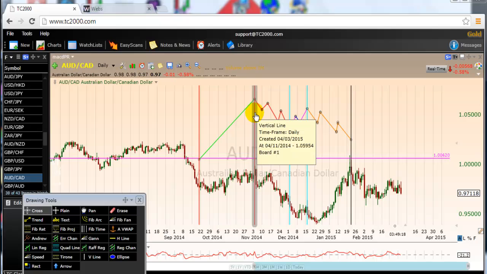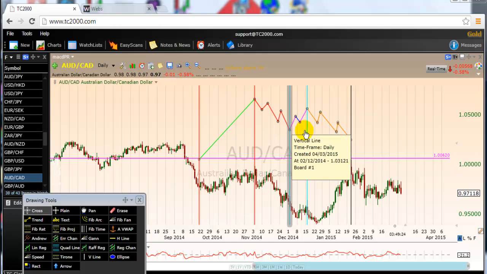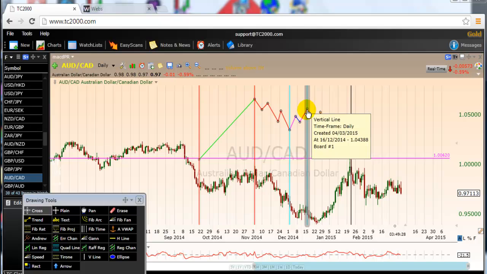Between the red line and the first turquoise line, we have the A wave of the zigzag pattern. Between the 2 turquoise lines here, we have the B wave of the zigzag pattern. Between the turquoise line and the black vertical line here, we have the C wave of the zigzag pattern, all right? So, how do we use the zigzag pattern for day trading purposes?